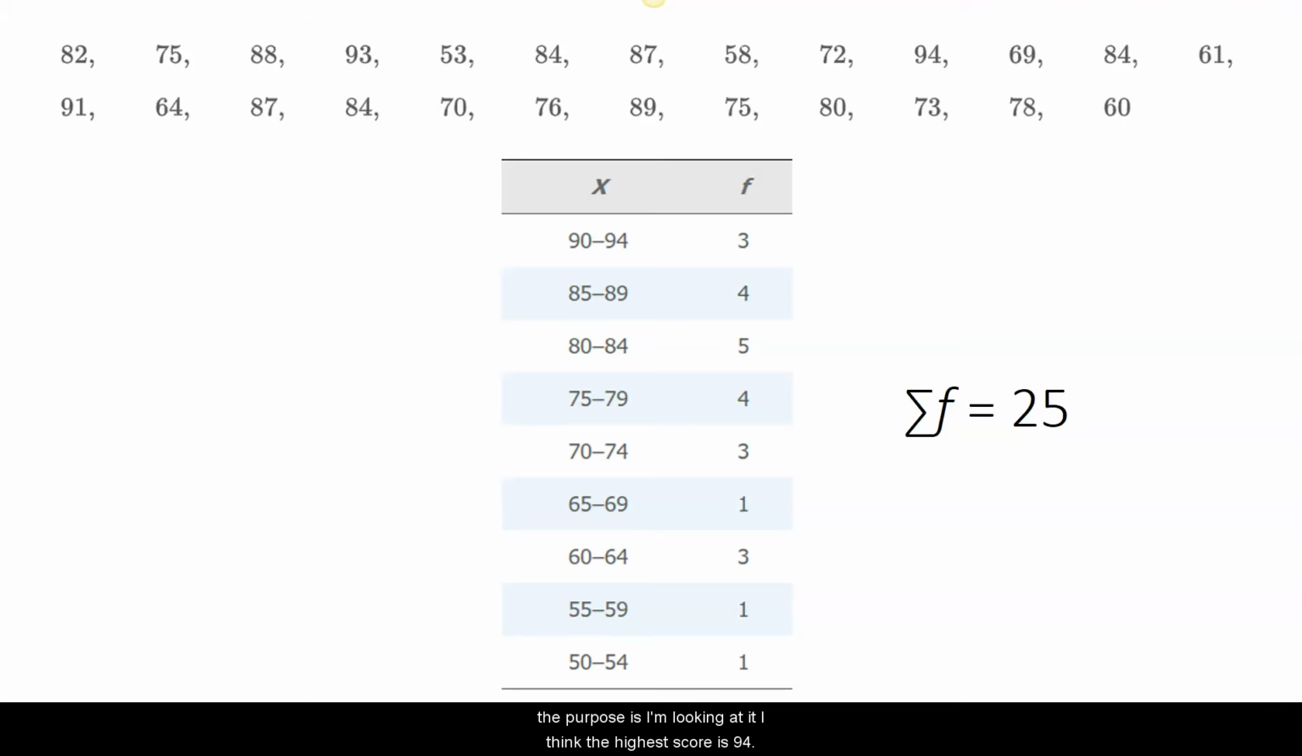As I'm looking at it, I think the highest score is 94 and the lowest score is 53. If I were to list 94 down through 53 individually, that would be, my gosh, what is that? 42 numbers inclusive. And that's too many to list. So we're compelled to make a grouped frequency distribution. And I'll come back to that in the next clip.